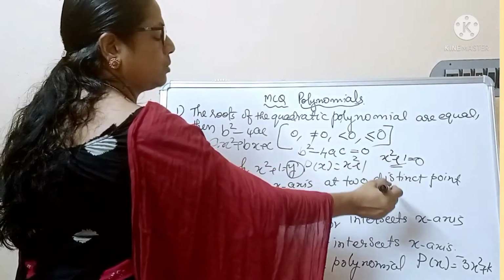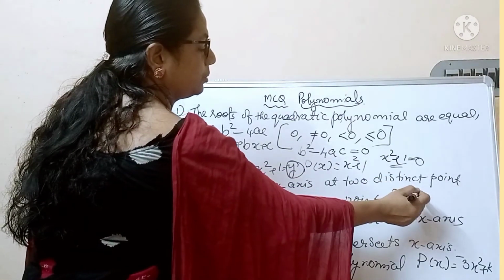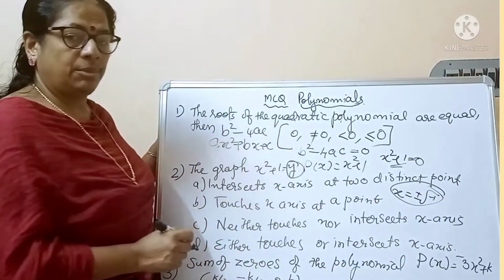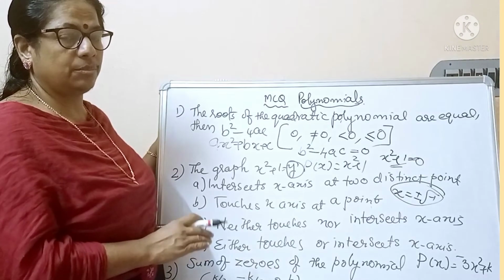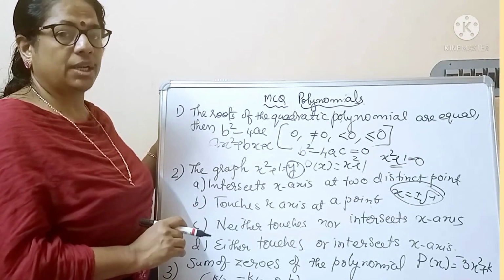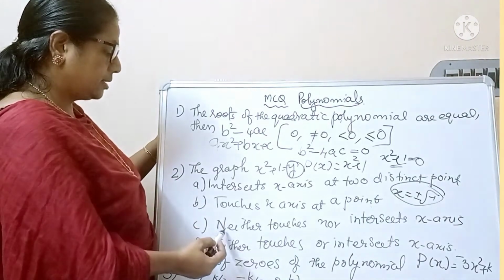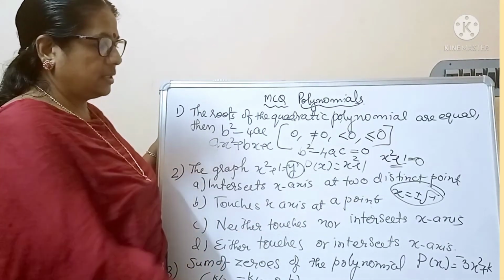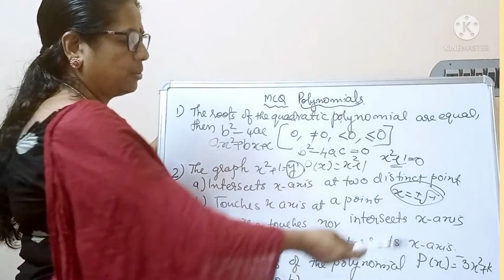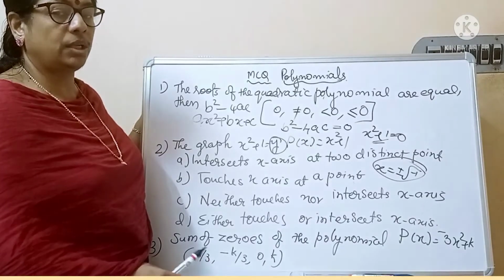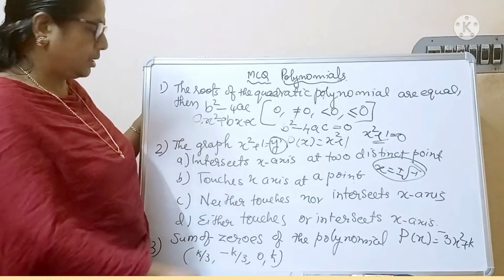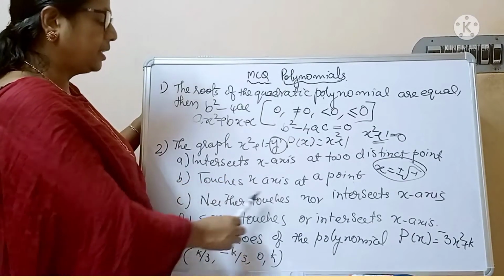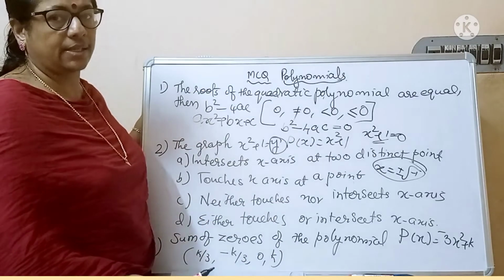So x square plus 1 is equal to 0, x is equal to plus or minus root of negative 1. That means this polynomial has no real root. That is, it neither touches nor intersects the x-axis. Since x square plus 1 is equal to 0 gives x equal to plus or minus root negative 1, the graph of y equal to x square plus 1 neither touches nor intersects the x-axis.